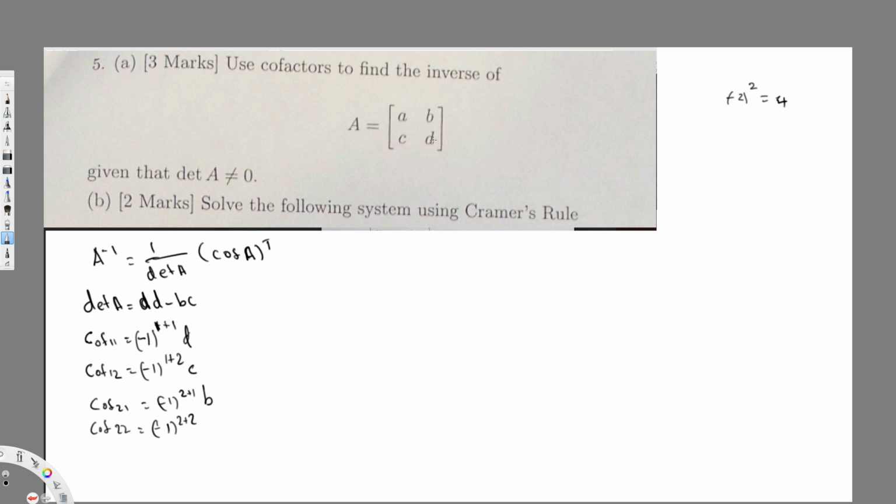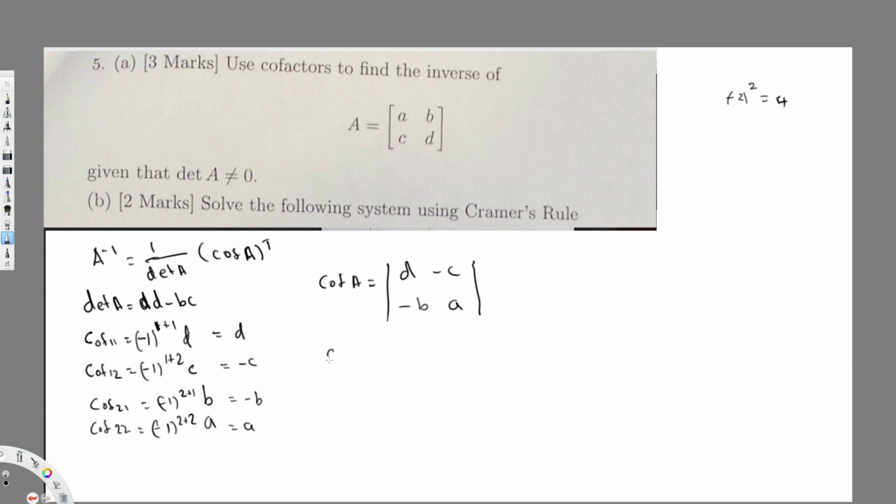Then we have cofactor 2 2, negative 1 to the power of 2 plus 2. Oh no, 2 2, right? This one removed, this one removed, it's A, and it's going to be a positive A. So this first one is a positive D, this is going to be a negative C, this is going to be negative B, and this is going to be a positive A. Now I have to rearrange this. The cofactor A is going to be D, minus C, minus B, A. So this is my cofactor A.